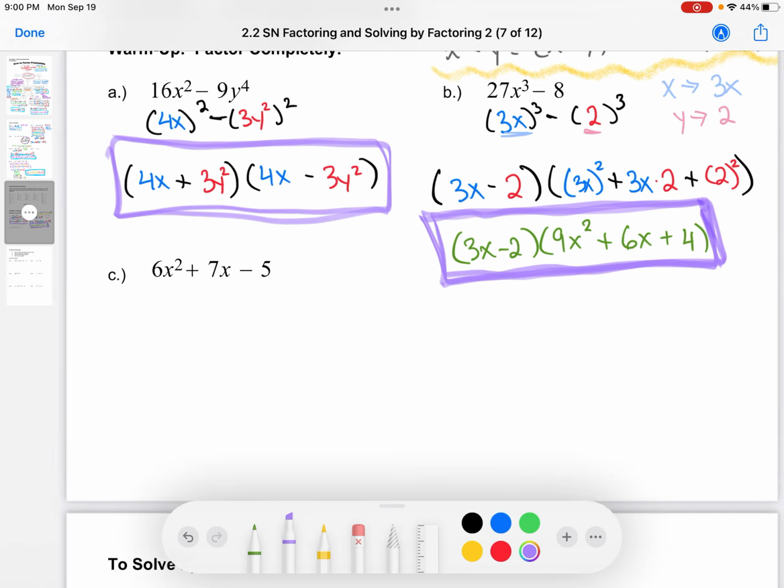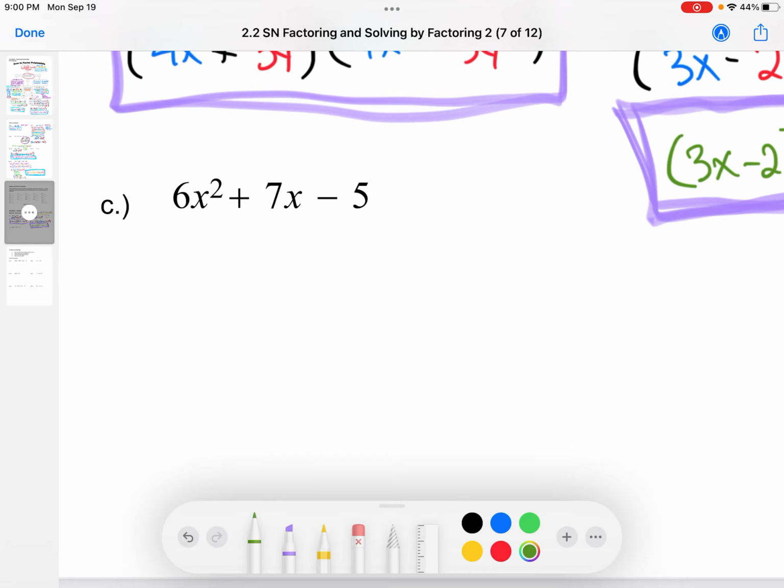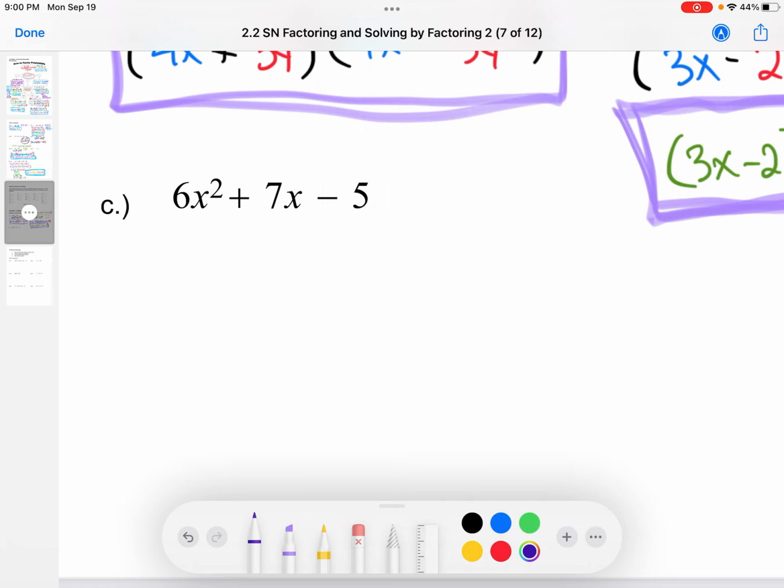Now, let's look at C. Look for a greatest common factor. There's not one. Look at how many terms. There are 3 here. When there are 3 terms, we look for the magic numbers that have a product of the A times the C. So we need a product of negative 30. And they also need a sum of that middle term. So that's a sum of 7.